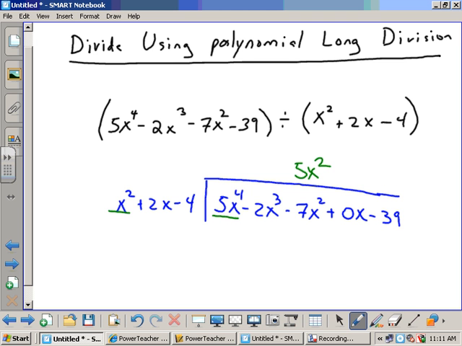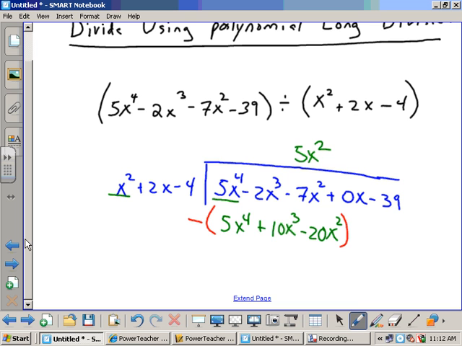Next, we'll take the 5x squared, and we'll multiply it by the x squared to get 5x to the fourth. 5x squared times the 2x to get plus 10x cubed. And then 5x squared times minus 4 to get minus 20x squared. With long division, the algorithm says we subtract every single time. So we'll subtract every quantity inside and come up with our new polynomial.